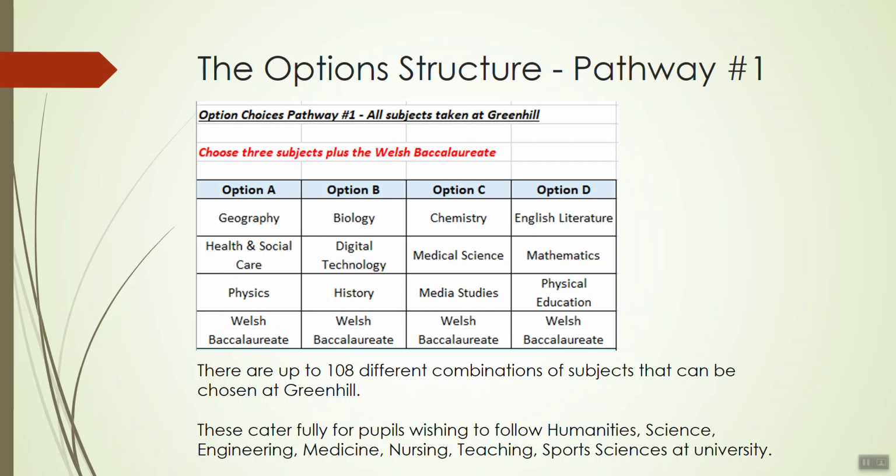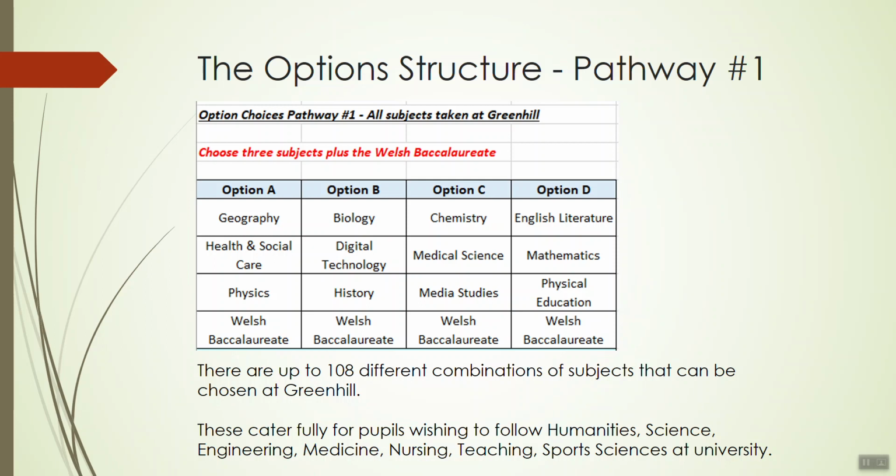What you wouldn't be able to take, for example, would be English, literature and maths, because they are in the same option block. However, as I'll point out in a couple of slides, there are ways where it is still possible to do English, lit and maths by blending your courses with the college. So just on this combination of attending Green Hill, there are up to 108 different ways or different combinations of subjects that you're able to choose.